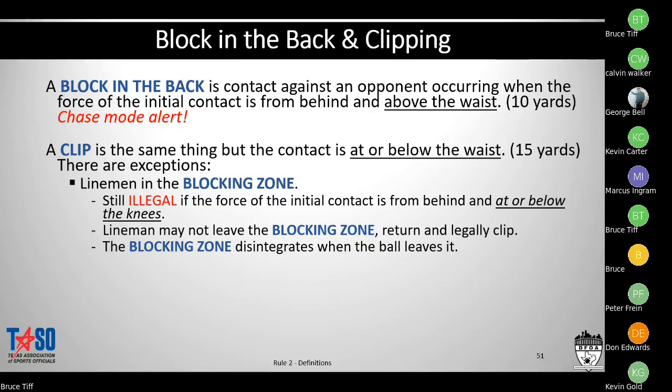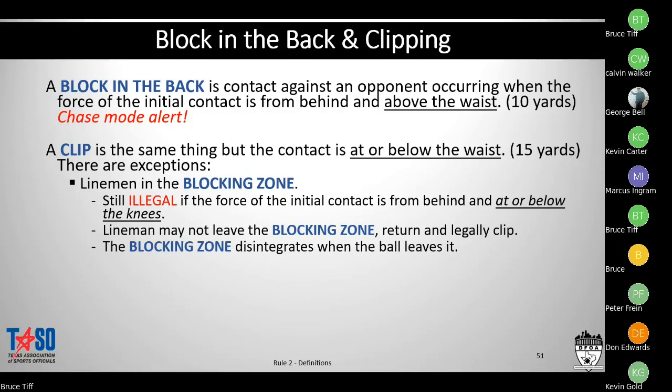Now, there is an exception, and I think the good news here is this exception really doesn't come into play because this is the blocking zone that I talked about in the last class. And I said the good news is it really only applies to this situation where that zone would apply. And with so many teams running a shotgun, the blocking zone disintegrates. So what they're saying here is, by rule, linemen who are in that blocking zone, it's still illegal if the force of the initial contact is from behind, and at or below the knees.